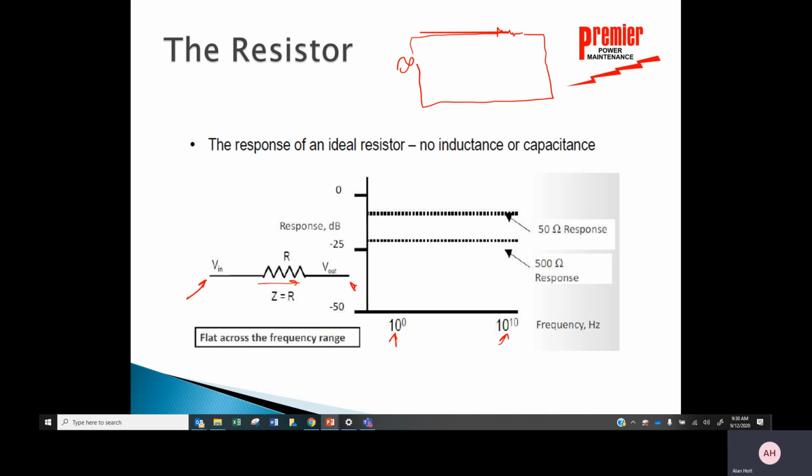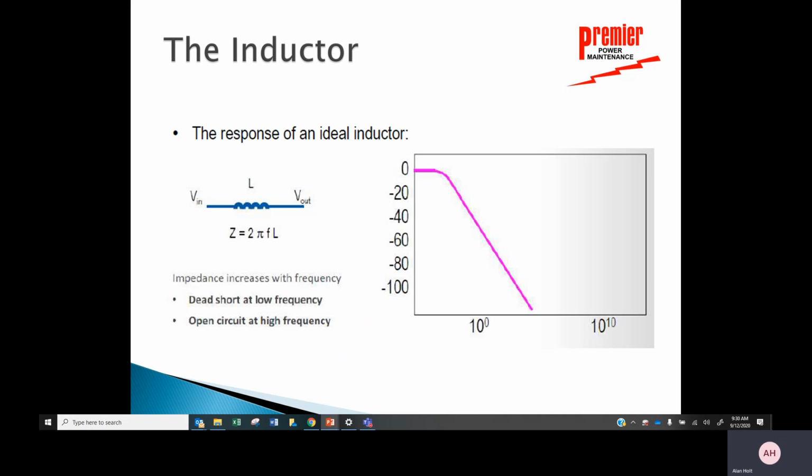Now, look at the ideal inductor. We know that some things happen. So look at 2 pi FL, the impedance is going to go up with frequency. So what happens when the impedance goes up? Frequency got bigger here.